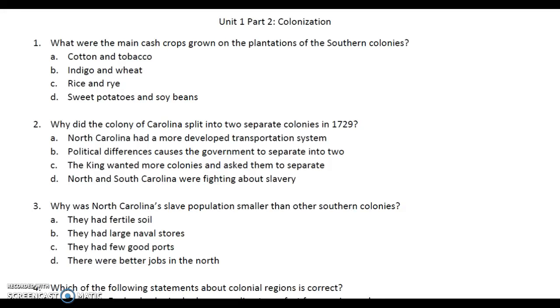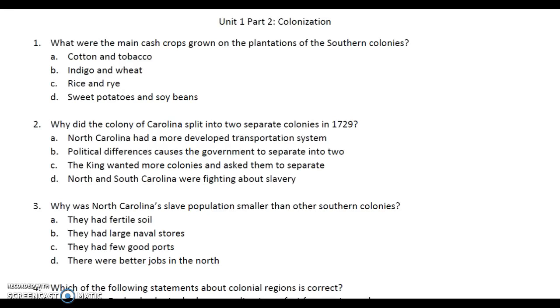This is the Unit 1, Part 2, Colonization Test. What were the main cash crops grown on the plantations of the southern colonies? A. Cotton and tobacco. B. Indigo and wheat. C. Rice and rye. D. Sweet potatoes and soybeans.